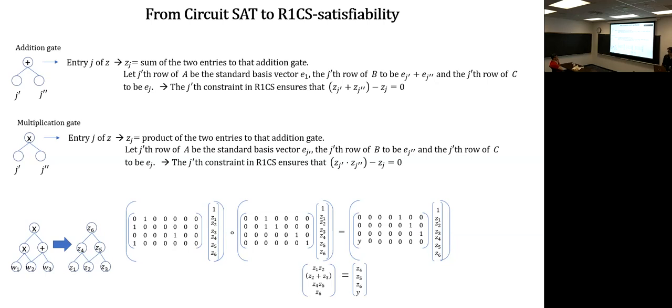And similarly, we can derive the corresponding R1CS constraint for our multiplication gate. Again, assume that ZJ is the product of two entries to the multiplication gate, like here. Then this is our matrix A, this is our matrix B, this is our matrix C. The J-th row of matrix A will be the standard basis vector EJ prime. The J-th row of matrix B will be the basis vector EJ prime prime. And the J-th row of C will be equal to EJ. So basically, the J-th constraint in the R1CS will ensure that the product of ZJ prime and ZJ prime prime minus ZJ is equal to zero.